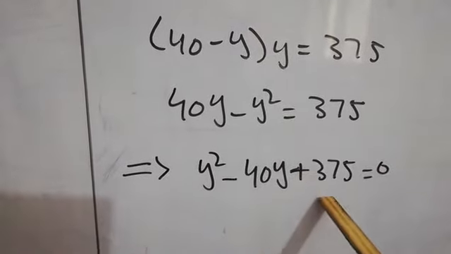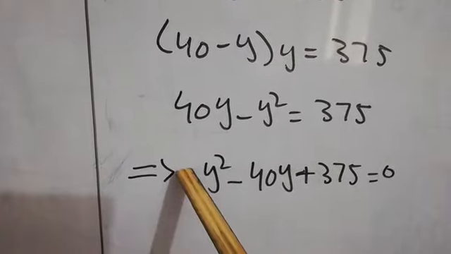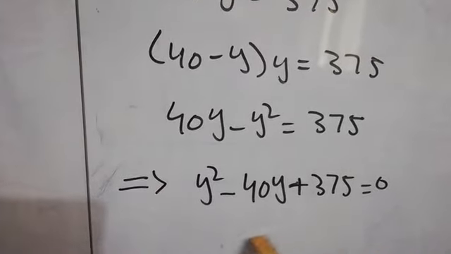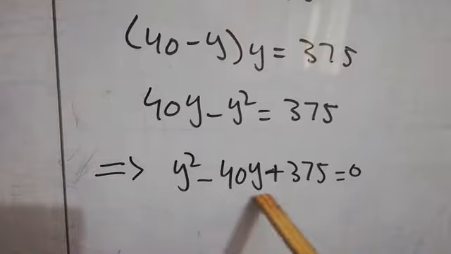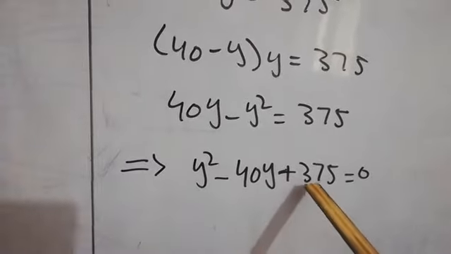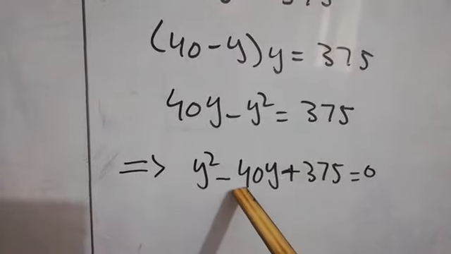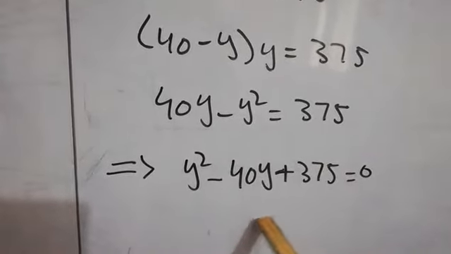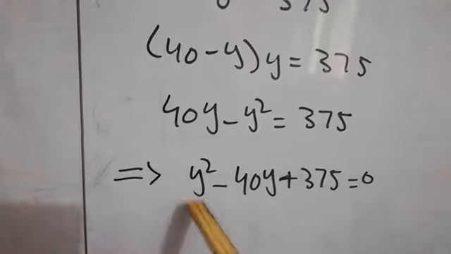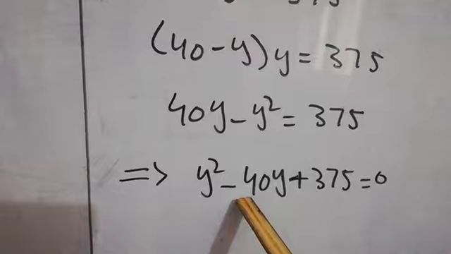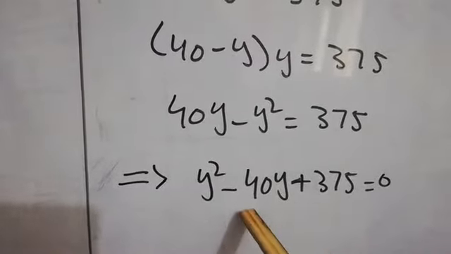First we will multiply this constant number by the coefficient of y square. The coefficient of y square is 1. 375 times 1 is 375, and the middle term is 40. So we will break the middle term in such a way that if we multiply we get 375, and if we add we get minus 40. How can we factorize this? Let's move to the rough work.